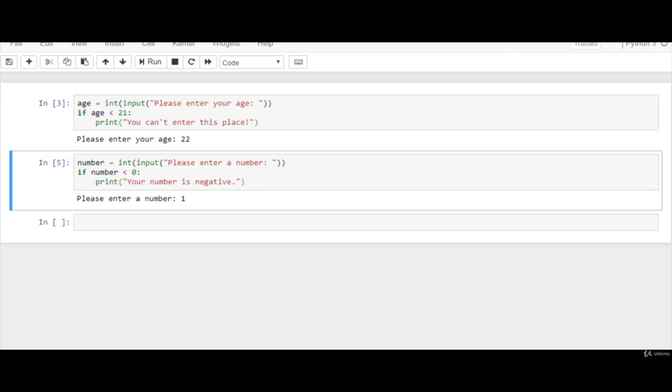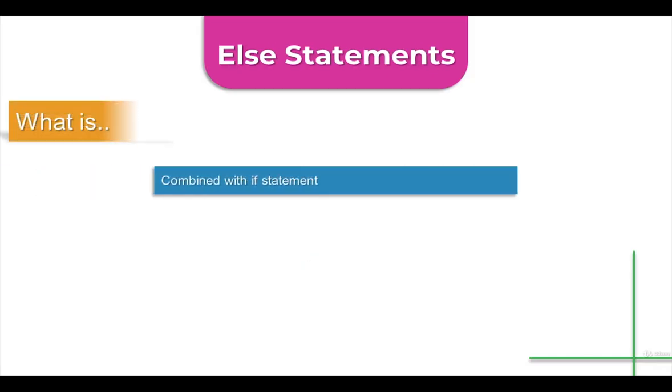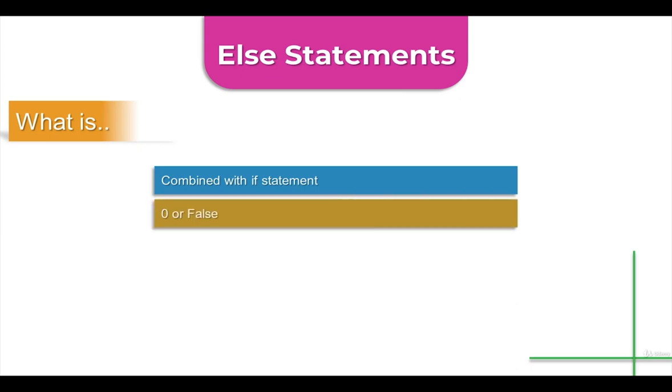As you can see, we're going to need more information to make the program functional. That's why we need to know the else statement. All right, so what is the else statement? An else statement can be combined with an if statement. An else statement contains the block of code that executes if the conditional expression in the if statement resolves to 0 or a false value. But how does that work? Well, let's see some examples.